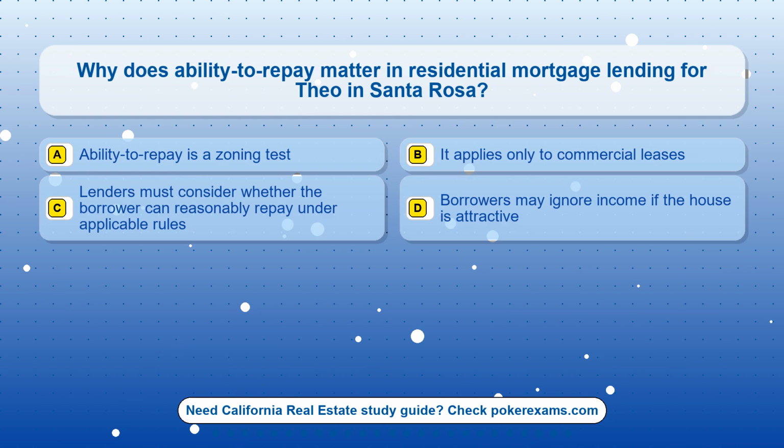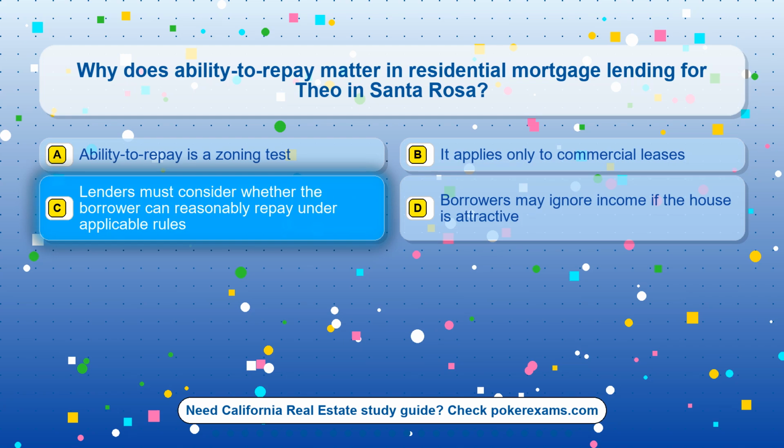Question 24. Why does ability to repay matter in residential mortgage lending for Theo in Santa Rosa? Option A. Ability to repay is a zoning test. Option B. It applies only to commercial leases. Option C. Lenders must consider whether the borrower can reasonably repay under applicable rules. Option D. Borrowers may ignore income if the house is attractive.